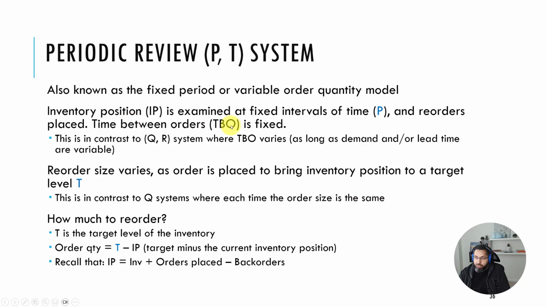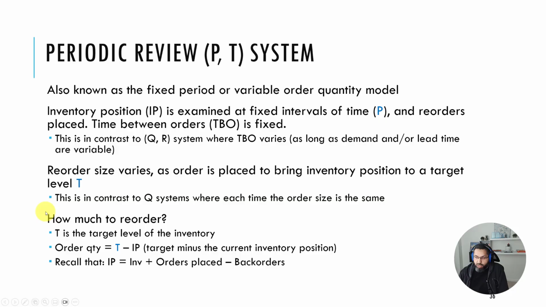So time between orders is fixed because every P days we place an order. Previously, time between orders was not fixed in the QR system because if sales happen slowly, you would take a long time to hit the reorder point and it will be a large time between orders. But if sales happen quickly, then you'd have less time between orders. Reorder size varies as the order is placed to bring inventory position to a target level T. This is in contrast to Q systems where the same order size of Q is always placed.